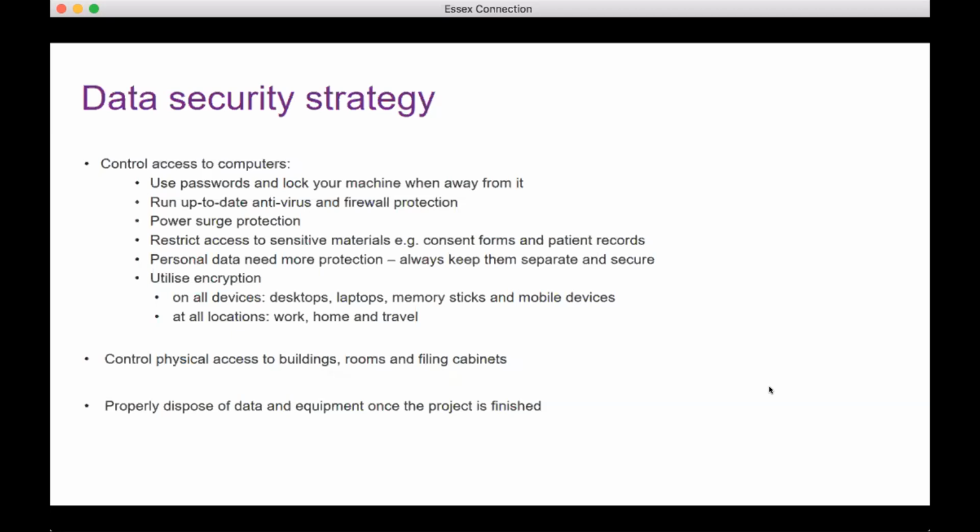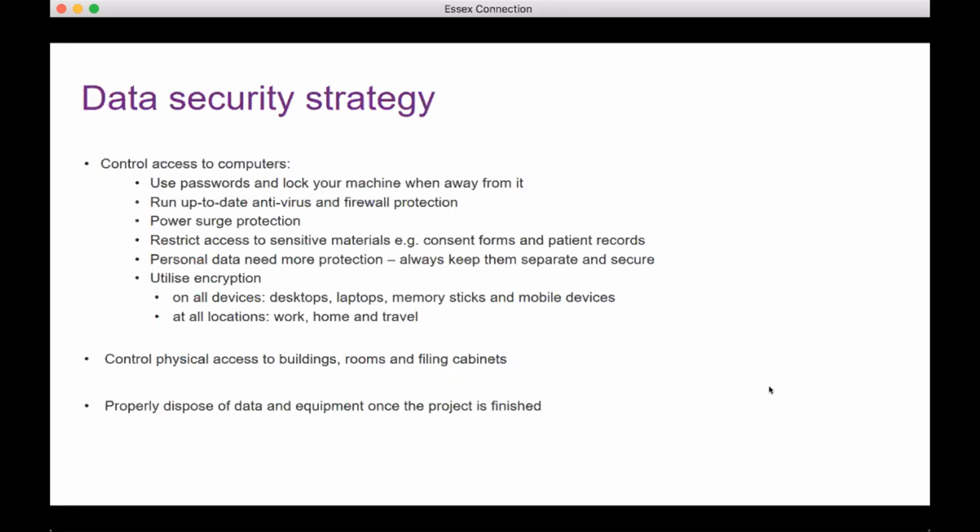So controlling access to computers by using secure passwords and locking our computers when away, ensuring that our antivirus protection is up to date, and that we protect our computers from power surges that might render them useless. Restricting access, particularly to sensitive and personal information, is essential. Always make sure that we keep anonymized data separate from any keys or any data that still contains identifying information.